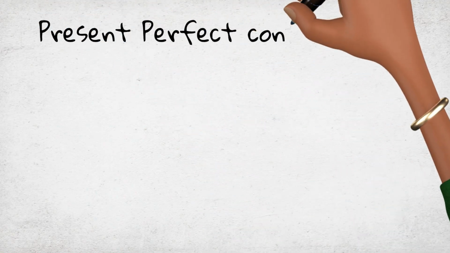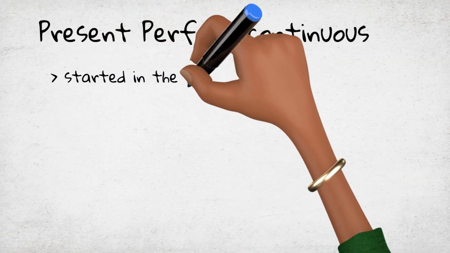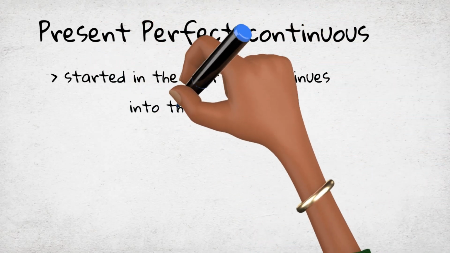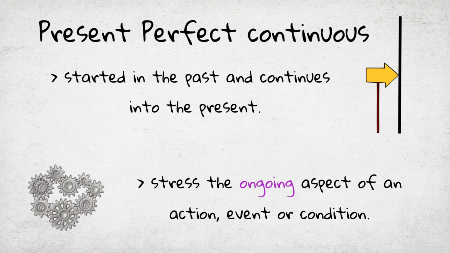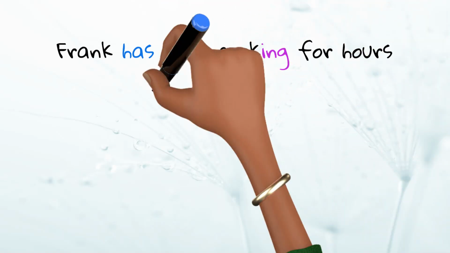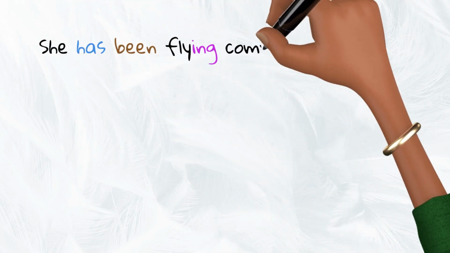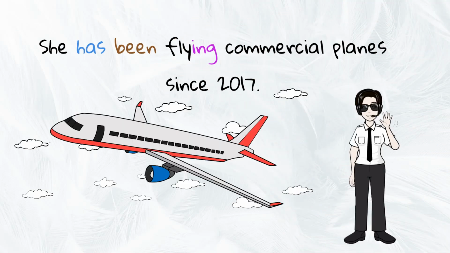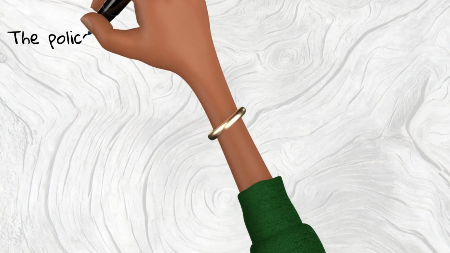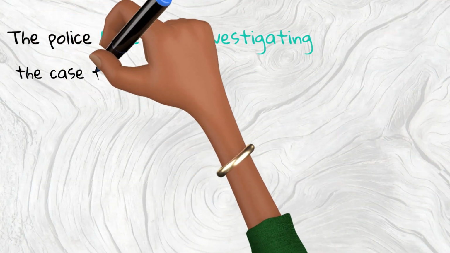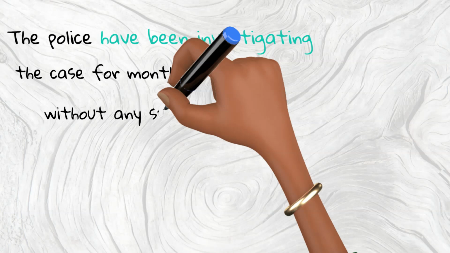Present perfect continuous is for actions, events, conditions that have started in the past and continue into the present, and to stress the ongoing aspect of an action, event, or condition. Just like for this example, Frank has been cooking for hours for the party. We stress the ongoing aspect of the action. And just like in here too, she has been flying commercial planes since 2017. That means she's still flying commercial planes, and she will still be flying commercial planes, probably tomorrow as well. Or in this one, the police have been investigating the case for months without any success.